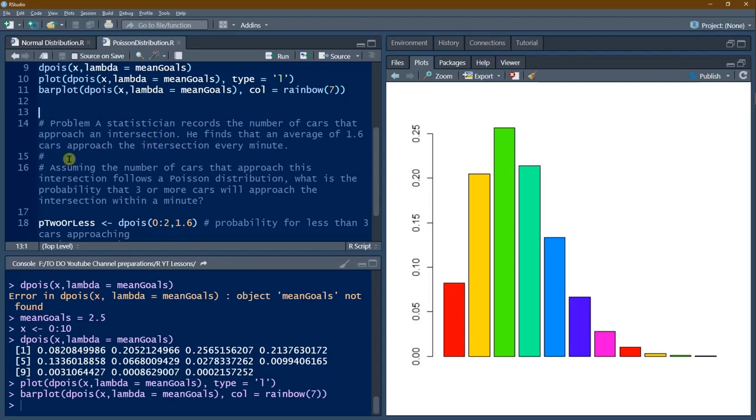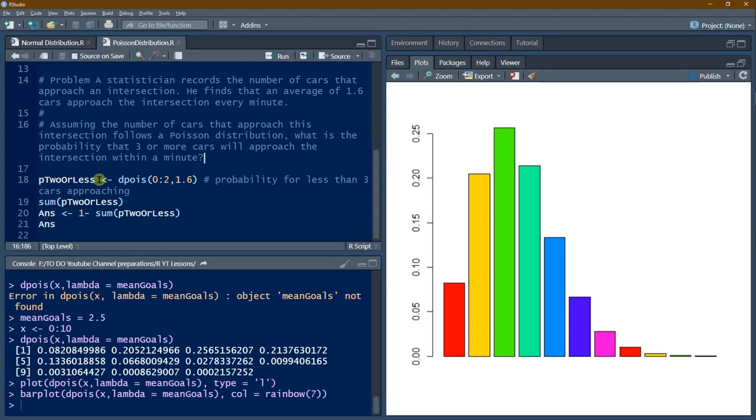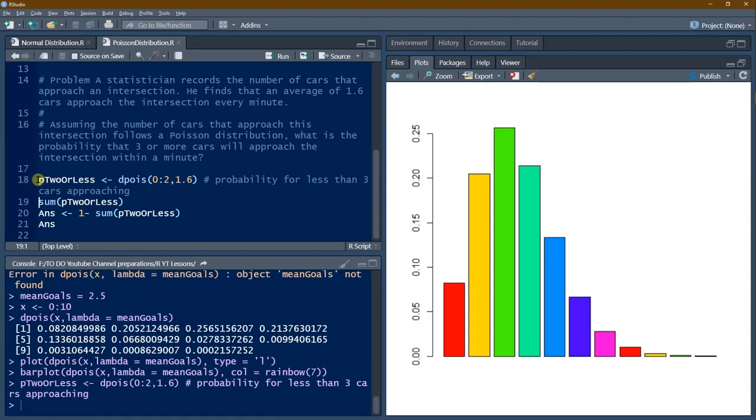Now another problem. Here a statistician records the number of cars that approach an intersection. He finds that an average of 1.6 cars approach the intersection every minute. Assuming the number of cars that approach this intersection follows a Poisson distribution, what is the probability that 3 or more cars will approach the intersection? So in this case, P of 2 or less we can find out by finding the 0, 1, 2 situations, and our mean is 1.6. So we get a probability for the 3 different situations, that is 0 cars approaching, 1 car approaching, 2 cars approaching, and we will sum this up.